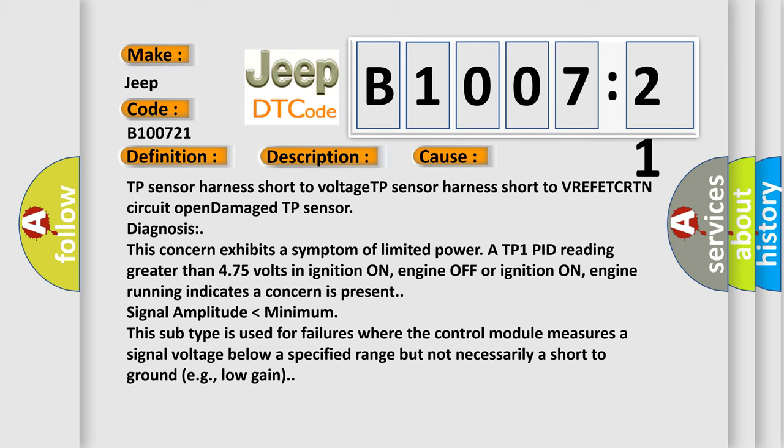This concern exhibits a symptom of limited power. A TP1 PID reading greater than 4.75 volts in ignition on, engine off or ignition on, engine running indicates a concern is present. Signal amplitude lower than minimum: this subtype is used for failures where the control module measures a signal voltage below a specified range but not necessarily a short to ground, e.g., low gain.